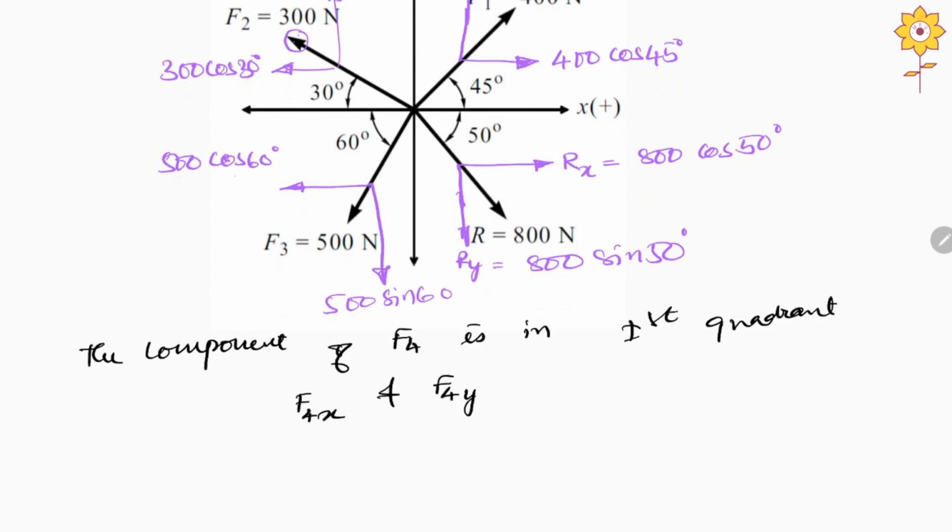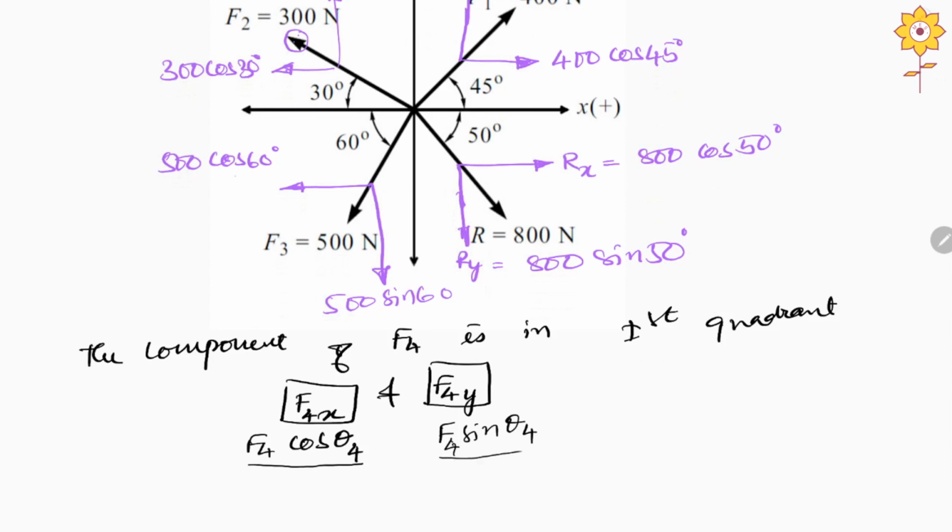If you're talking about F4x, that means F4 cos theta. We don't know theta as well, so this will be theta 4. And when you're talking about F4y, this is nothing but F4 sine theta 4. I hope you understood this. So the components of F4 are F4x and F4y. F4x is F4 cos theta 4, and we don't know the theta 4 for this particular component. The vertical one is F4 sine theta 4. These are the notations we are going to take.